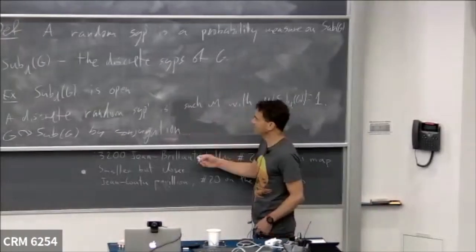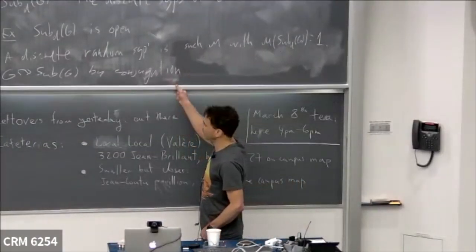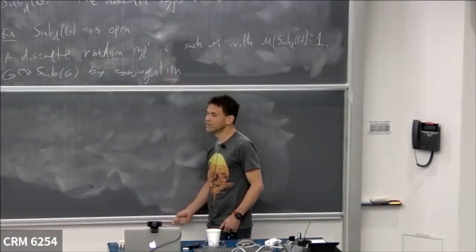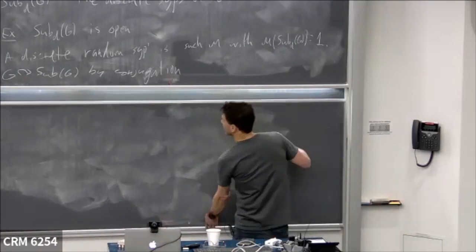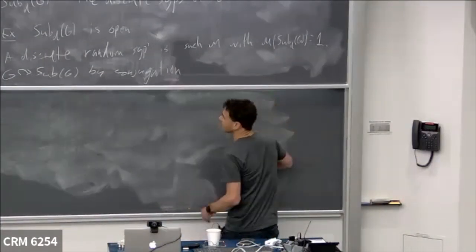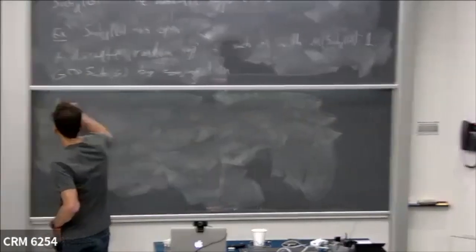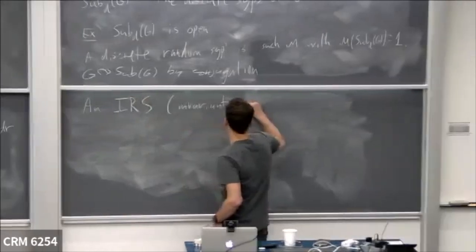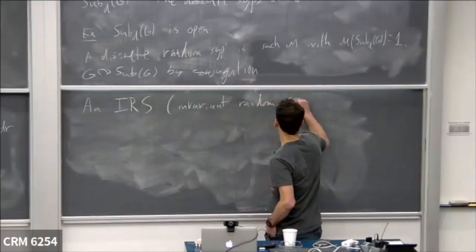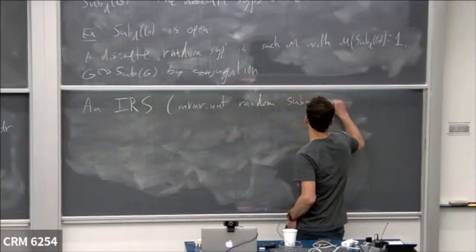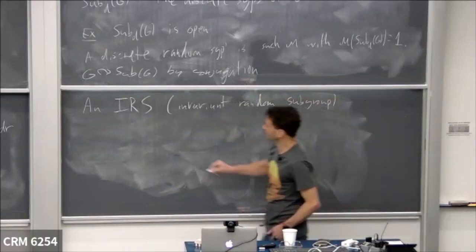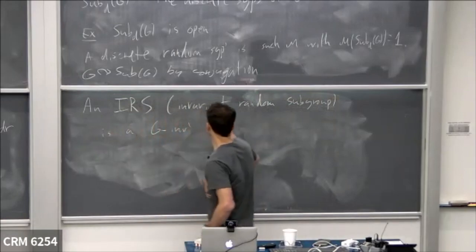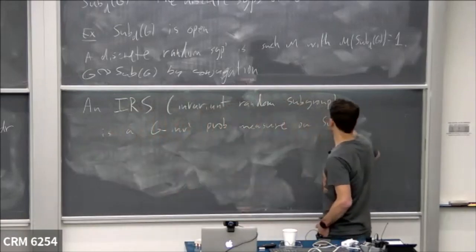And then a probability measure which is invariant under this action is what we call an IRS, an invariant random subgroup: a G-invariant probability measure on Sub(G).